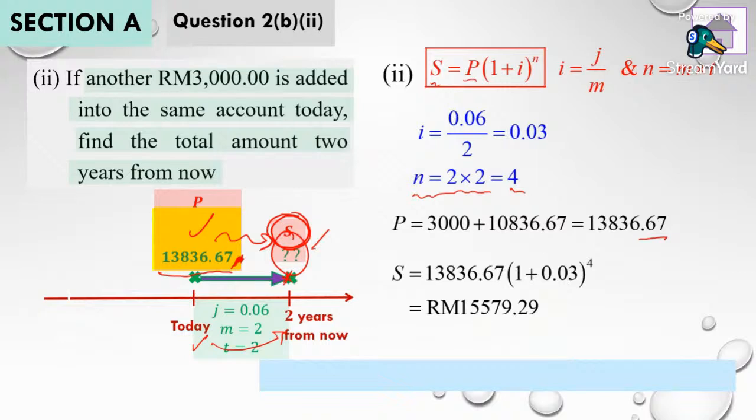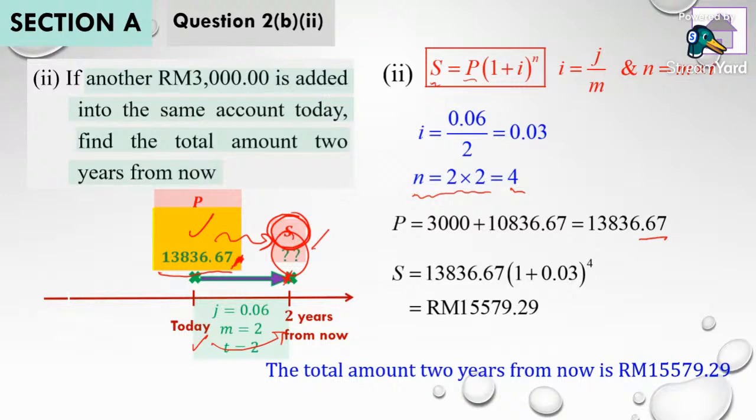I suppose this is the result that I get: 15579.29. Because this is the final answer, if you're lazy to write a sentence explaining what you are calculating, we usually just put RM in the final answer line. And for a proper sentence, I suggest something like this: The total amount 2 years from now is RM 15579.29. So this is the answer that I have for question number 2 in section A.